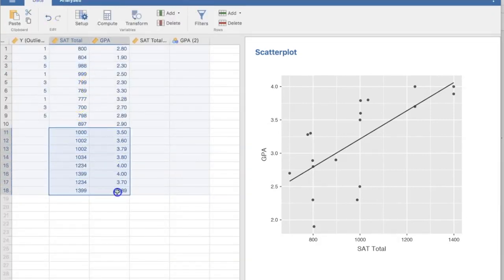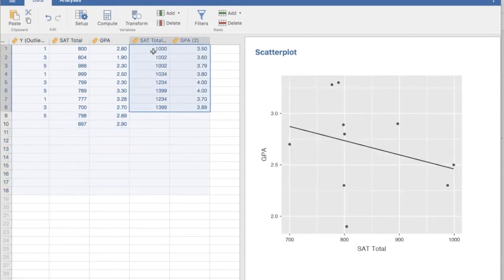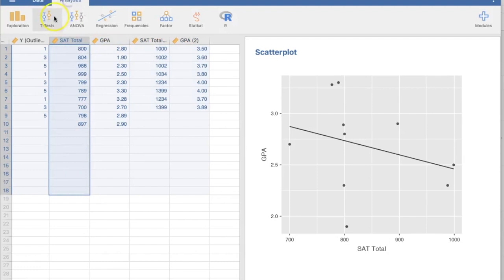I kind of ordered my data on purpose so I could do this. What happens if I take all of the scores that are greater than 1,000 and I put them over here in two other variables? Let's do the correlation for this. I'm sorry, let's do the scatter plot for this one. Scatter plot.